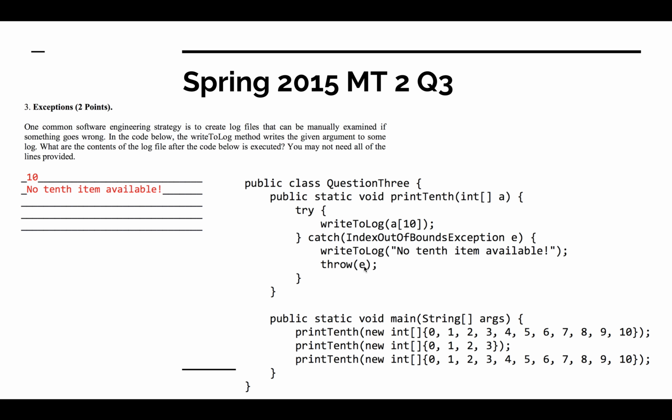So then what happens now that we threw an exception? It stops. Okay, so then do we go to the next line, the next print 10? No. Okay, great. So you print 10 and then you print no 10th item available. And that's all that you print into the log file. Any questions? No? Okay, great.